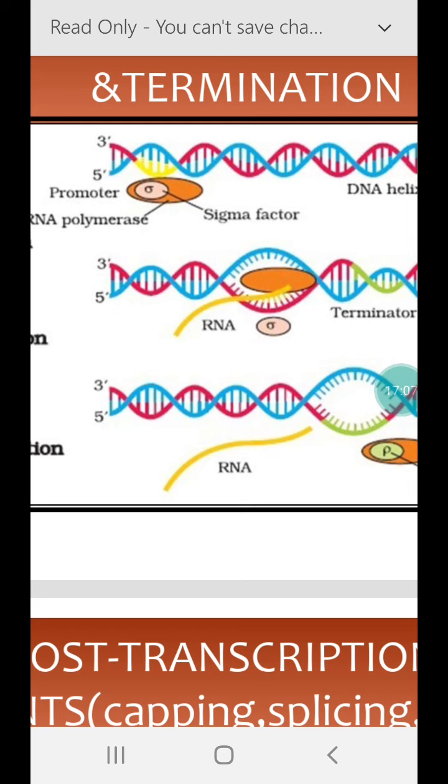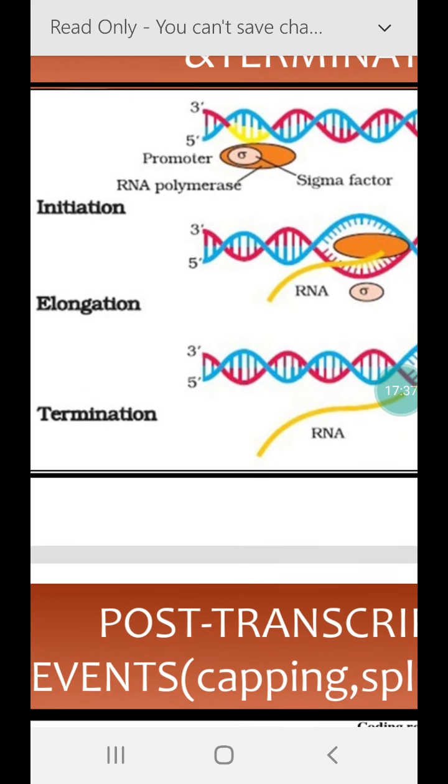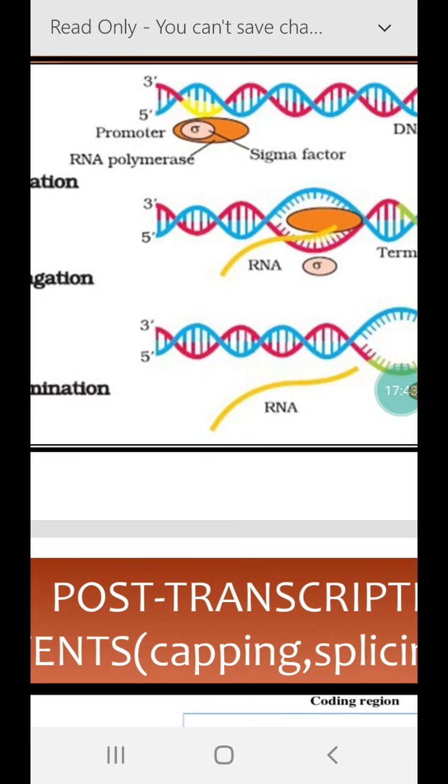The initiation factor sigma is required, and the termination factor rho is also required, which play an important role in initiation and termination. So for initiation the factor required is sigma, and for termination the factor required is rho. So this is initiation, elongation and termination.